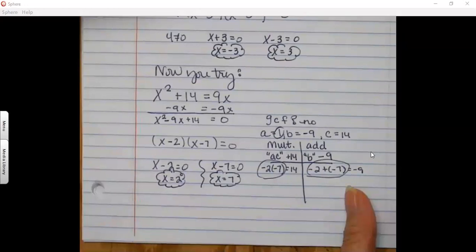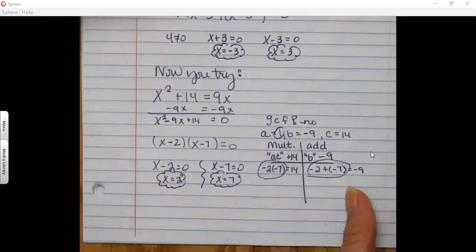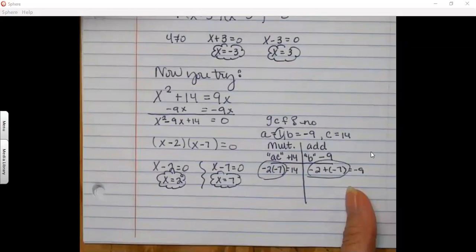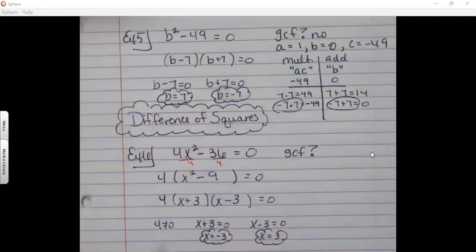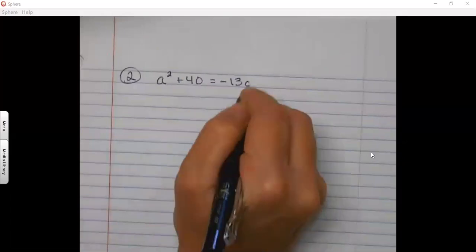All right, let's do one more, and then we'll call it a day. Any questions about this one? Okay. So we have a squared plus 40 equals negative 13a. A squared plus 40 equals negative 13a.